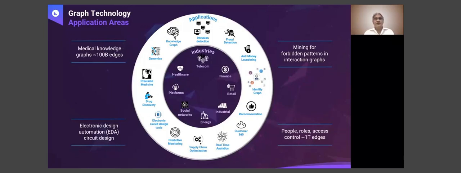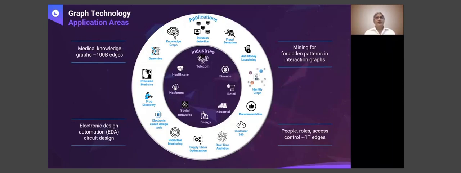Another area where we see graphs being used increasingly is in the identity management space. So one of our customers ultimately wants to go to a graph with 1 trillion edges, which is very large indeed. Even in more conventional areas that have been around for a while, like electronic design automation, so circuit design, we see increasing use of graphs and hypergraphs.